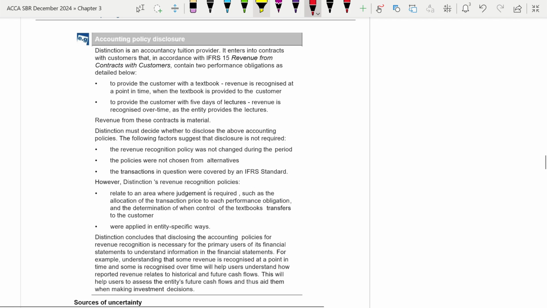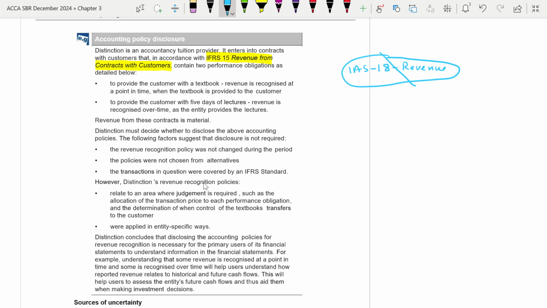Yeah. Now, we are doing another one. Very important. Very, very important. IFRS revenue from contract with customers. Previous to this, is it right? We used to have IAS 18. You remember? Anyone? No. Previously, we had IAS 18 revenue. Now they have replaced this with IFRS 15. Okay, IFRS 15. This will be a compulsory one.